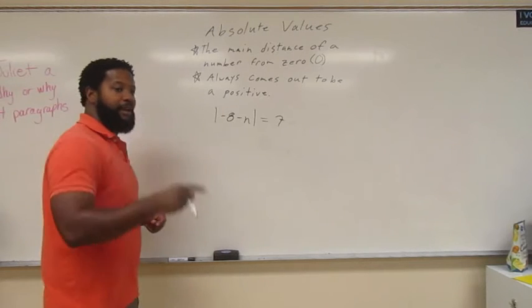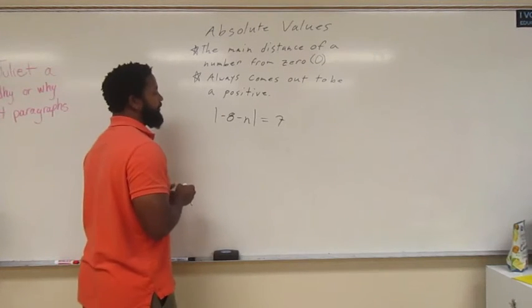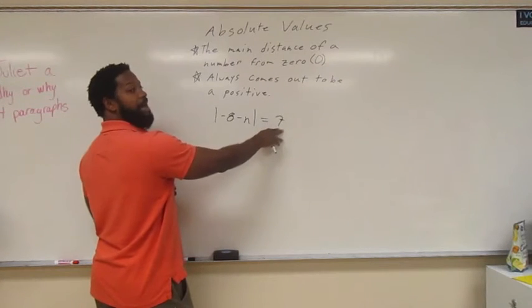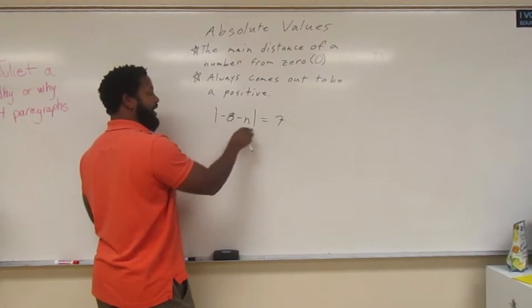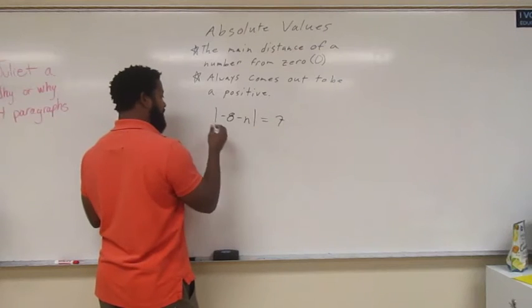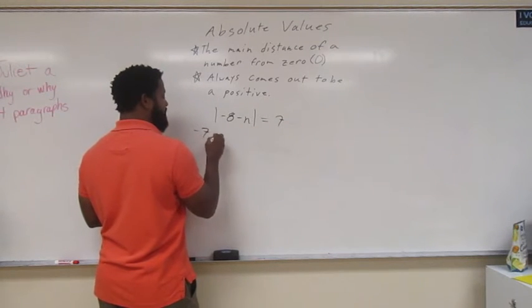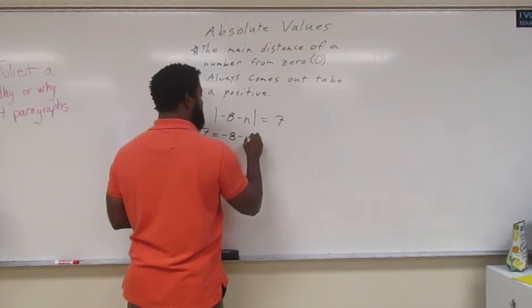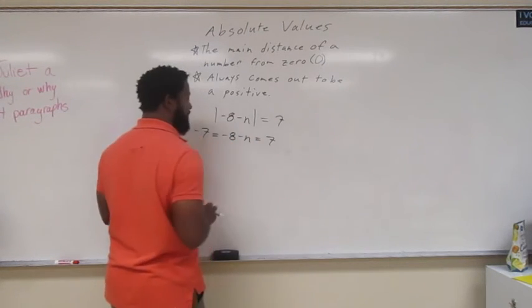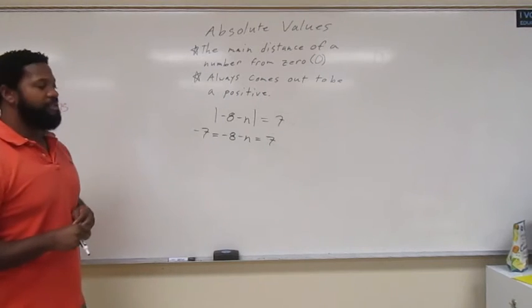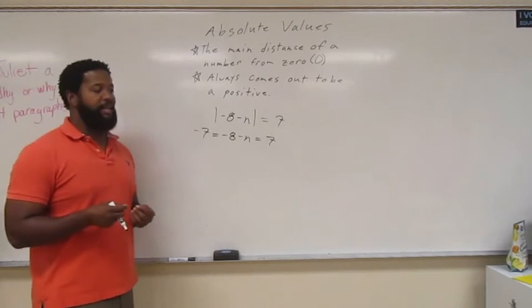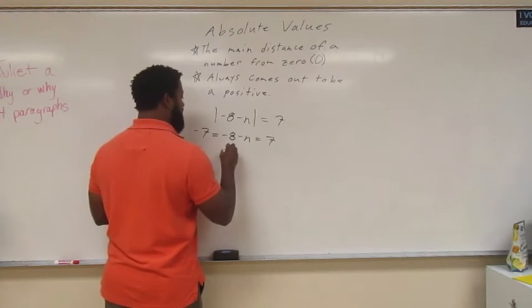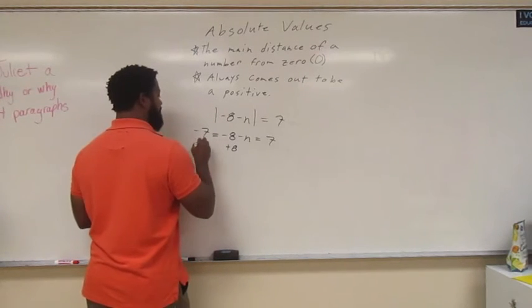Thank you for asking that question. If you take a look at this, in order for us to get rid of the absolute value, we take the opposite of that 7. So -7 is equal to -8 minus n, which is equal to 7, okay? Simple. What you do on one side, we do on both sides, right? So we add the 8 on both sides.